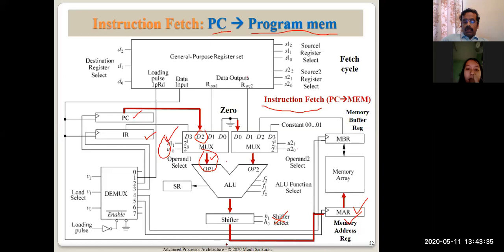Now once the output is coming here, this particular control signal has to be chosen. That is done using this control signal, load select. A particular control signal, shown in black, selects this register, which latches this value. So remember, the program counter address is now available on the memory address register, which is to be given to the memory.